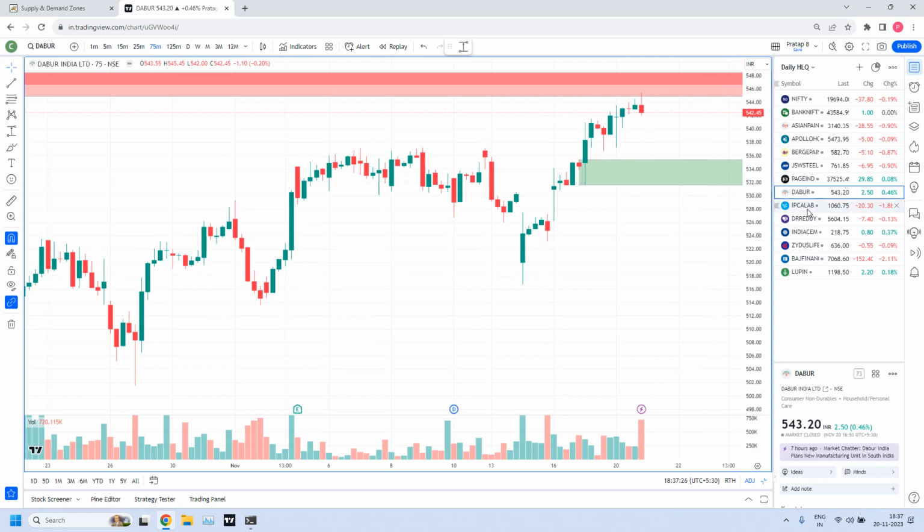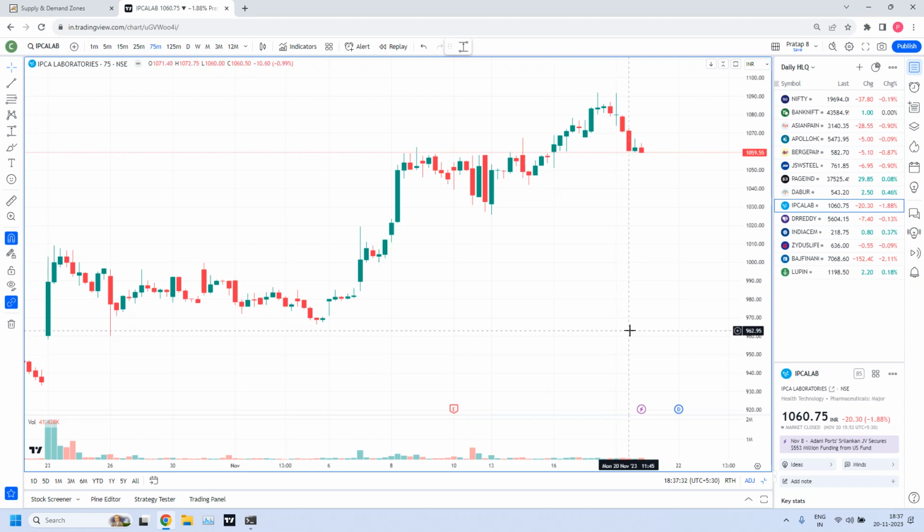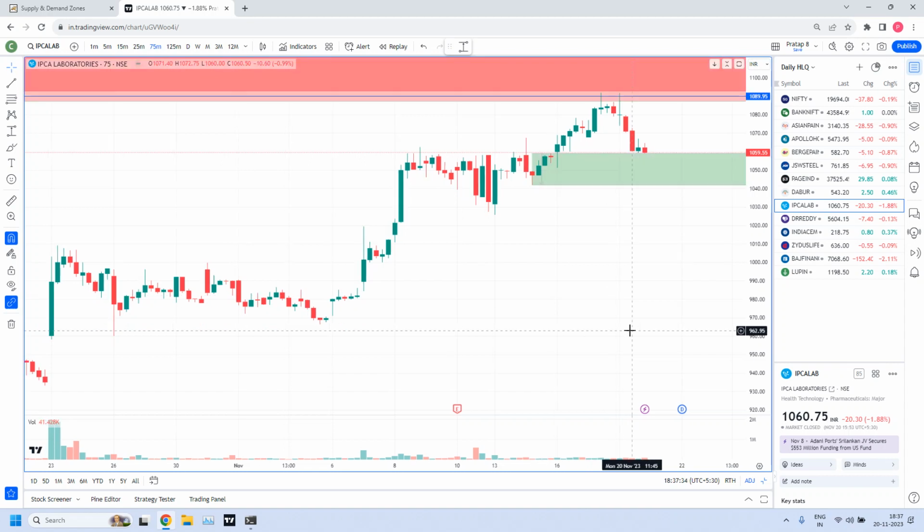And the next one is IPCL Lab. This one has given a very good return. IPCL Lab has given 19,500 rupees return, which is 8.22% return on the investment. But this is not a valid trade. Of course, our high liquidity zone worked, but to consider the trade, there are some fundamental rules we follow.